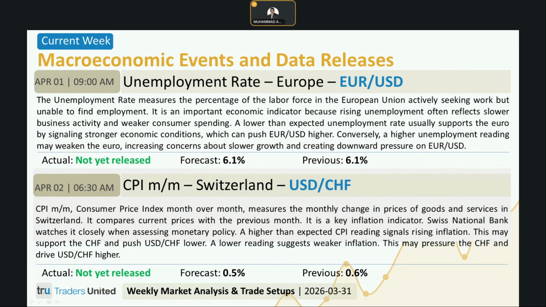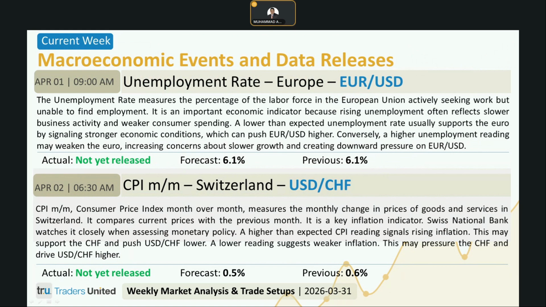A lower than expected unemployment rate usually supports the euro by signaling stronger economic conditions, which can push the euro USD higher. Conversely, a higher unemployment reading may weaken the euro, raising concerns about slower growth and creating downward pressure on the euro dollar currency pair.